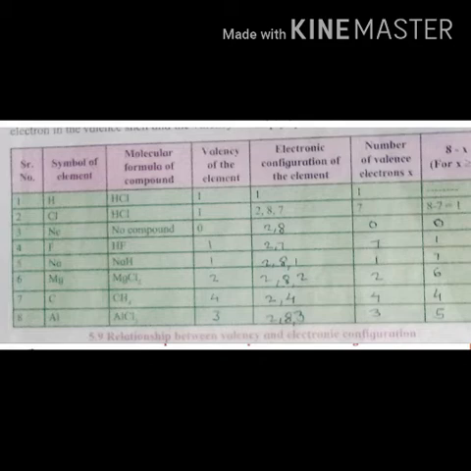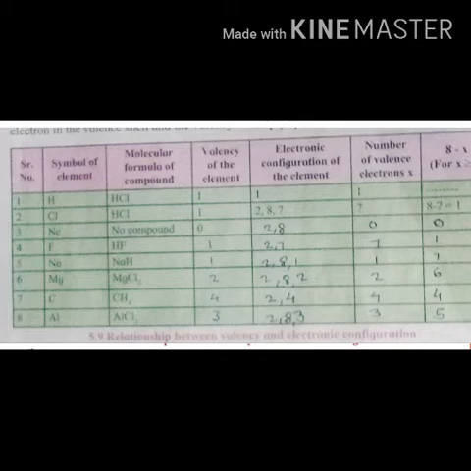Now from this table, observe the column which shows valency of the element and the column which shows number of valence electrons, that is X. It shows that when the number of valence electrons in an element X is 4 or less than 4, then the number of valence electrons matches with the valency of that element.